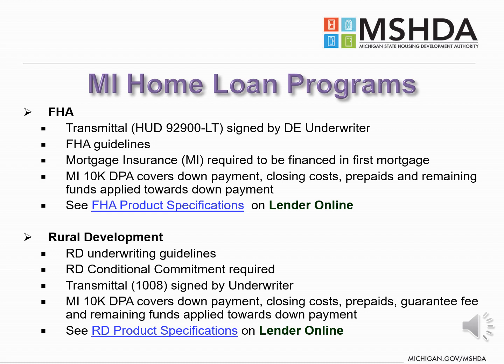The DPA covers down payment, closing costs, prepaids, guarantee fee, and any remaining funds can be applied towards the down payment. See RD product specifications on Lender Online.